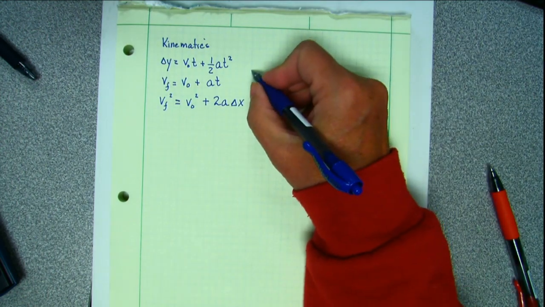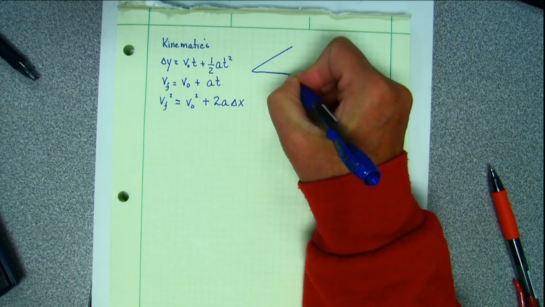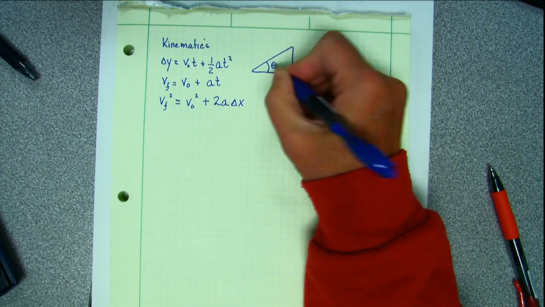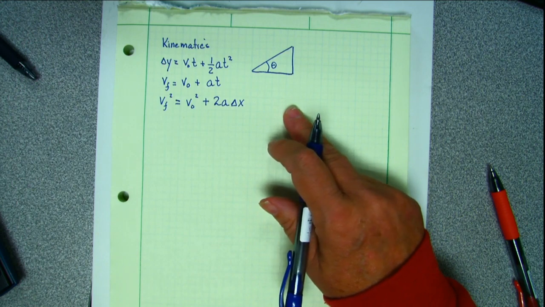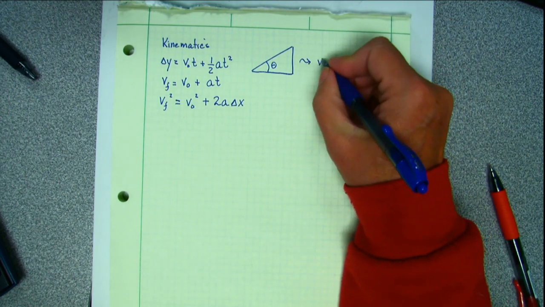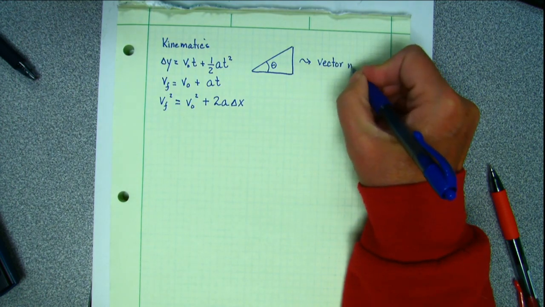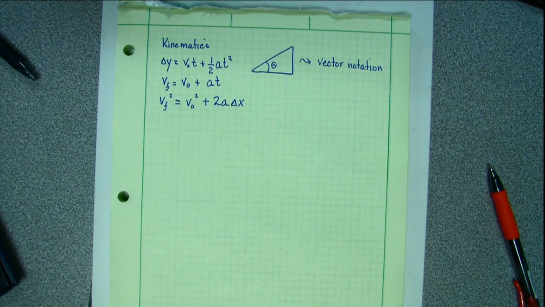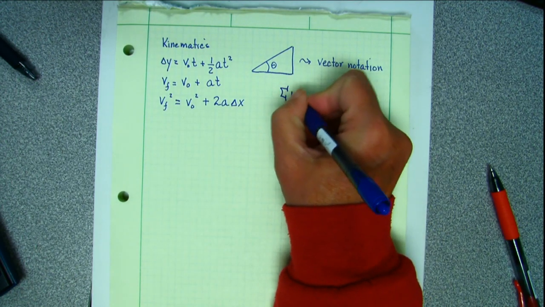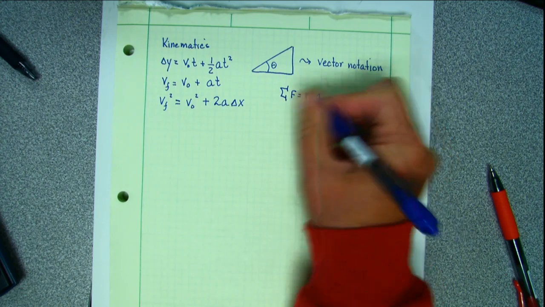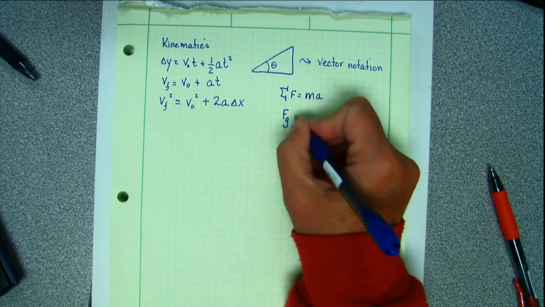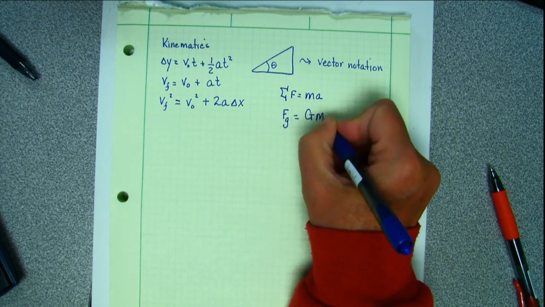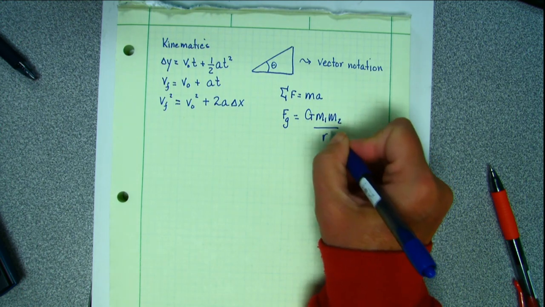The other thing that we've done so far is our trigonometry, where we have our angle, and we can do our sine, cosine, and all of those lovelies, which gives us a lot of our vector notation. We've talked about vectors having direction and magnitude. We've talked about independent things that happen independently. We've done our summation of forces is equal to mass times acceleration. We've also done our universal gravitation, which is equal to big G mass 1 mass 2 divided by r squared.